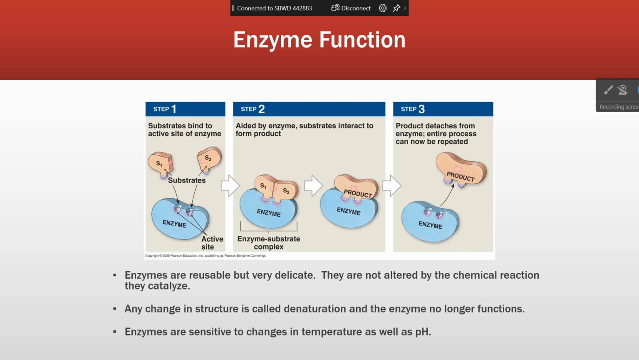What if the active site was here and here? Well, those substrates are nowhere near each other, right? So they're not going to be able to react. So protein shape and the chemical features of the active sites are critical.